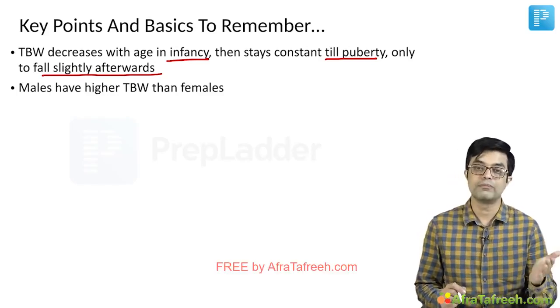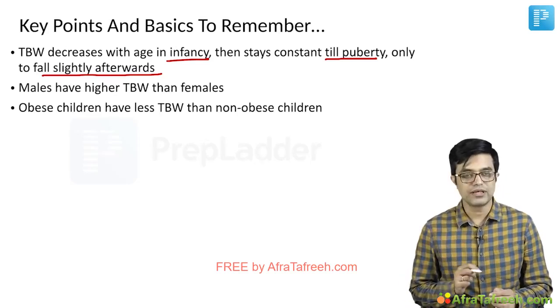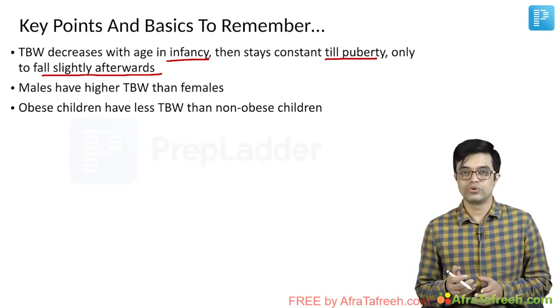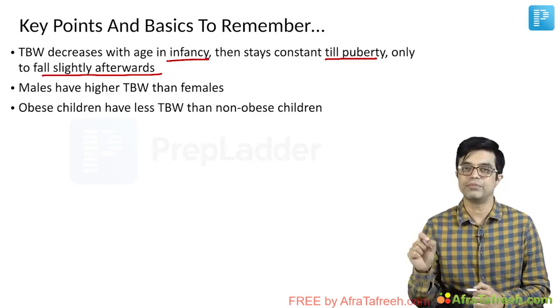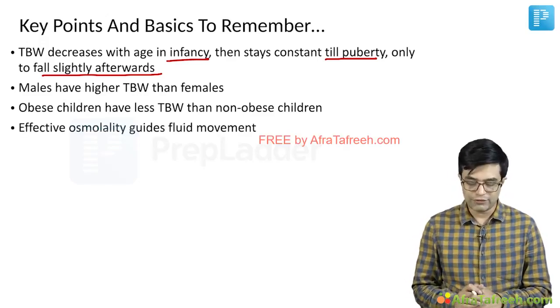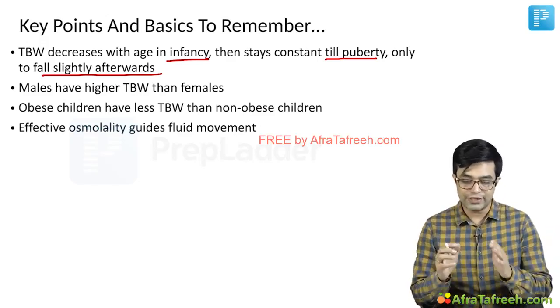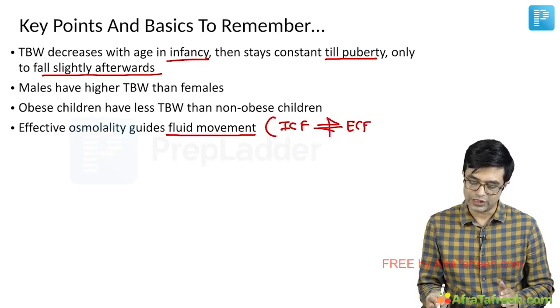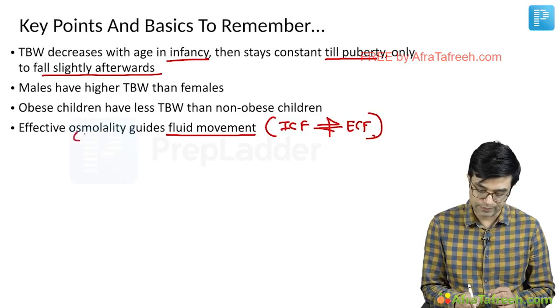Reason being, males have more muscle mass than females. Obese children have less total body water than non-obese children because obese children have more fat. Fat has poor water content, and so their total body water content as a percentage of their body weight is less compared to non-obese children. It is the effective osmolality, and not plasma osmolality, which guides fluid movement between ICF and ECF. This movement is guided by effective osmolality, which is also called tonicity.